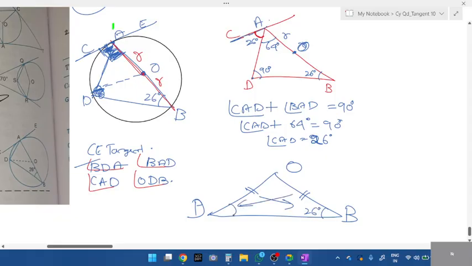ODB. We got the answer. ODB is equal to OBD, 26 degrees, reason: isosceles triangle. Or you can write OD and OB are radius, isosceles triangle. All the answers are right: 90, 64, 26 and 26.